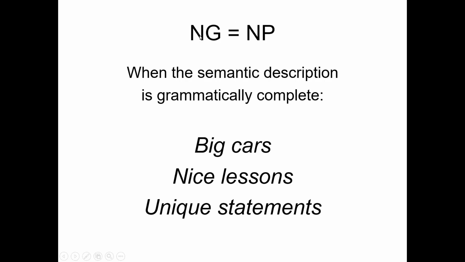In other cases, the nominal group can be treated as a complete noun phrase. A nominal group may be treated as a complete noun phrase. For example, we like big cars. So the nominal group, the semantic description of the referent, is actually a noun phrase because it's grammatically complete. We like nice lessons. Film stars hardly ever make unique statements. All they say usually is like platitudes.